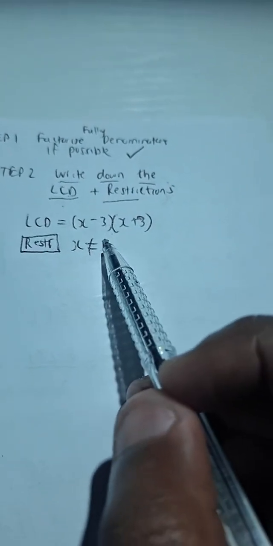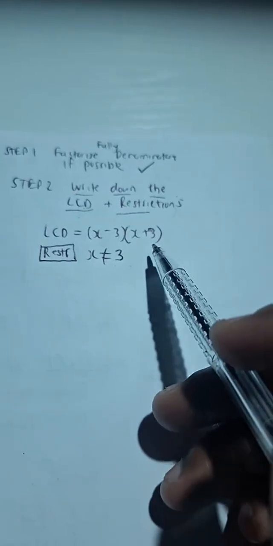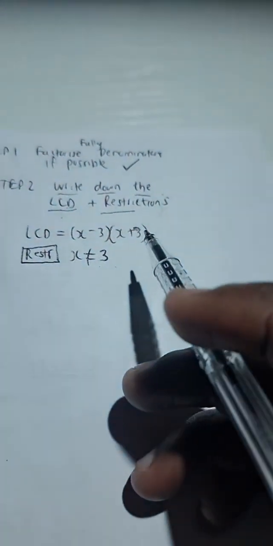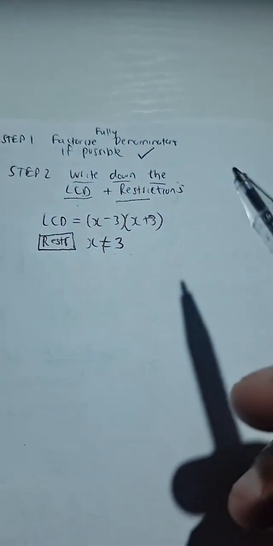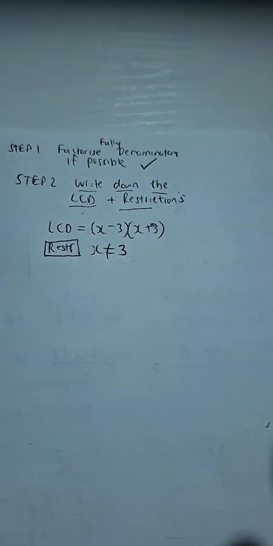This part is important and it is often forgotten and missed, and learners just simply don't even write down the restriction. And it becomes problematic. I'm going to show you very shortly why.